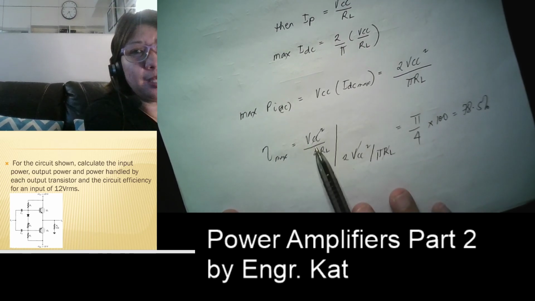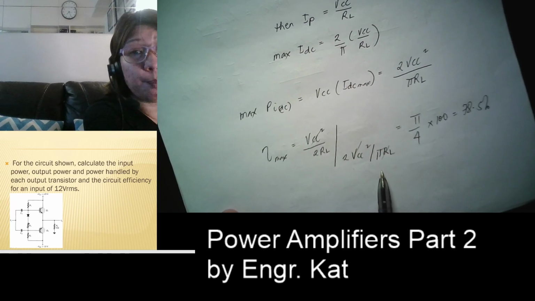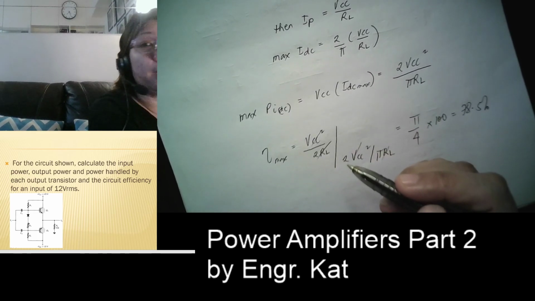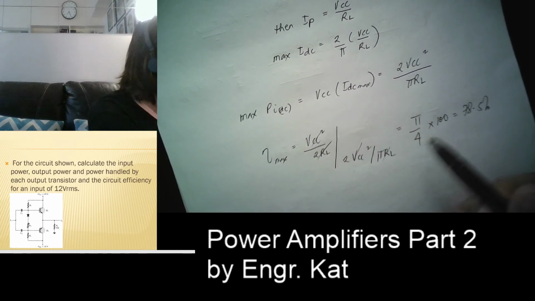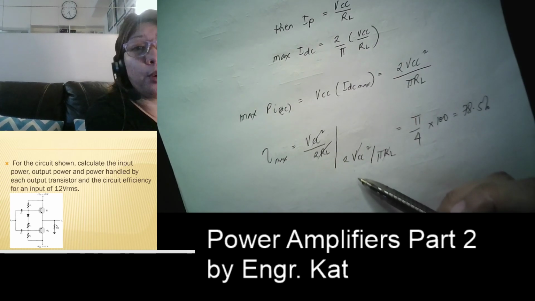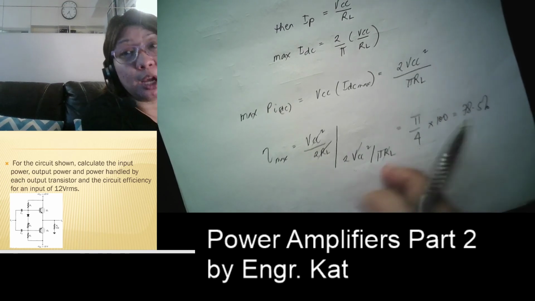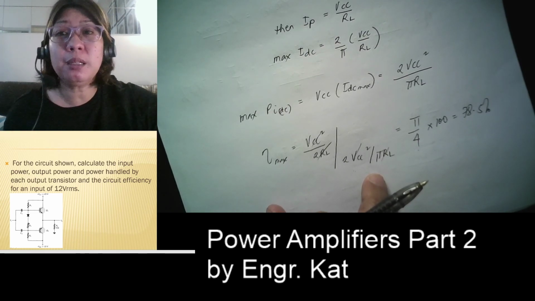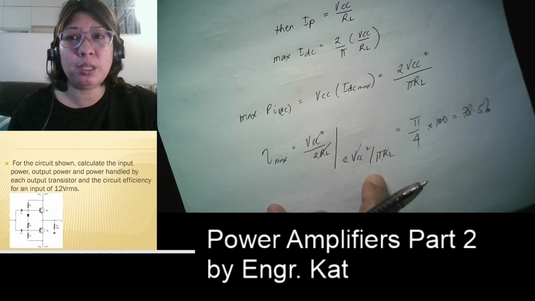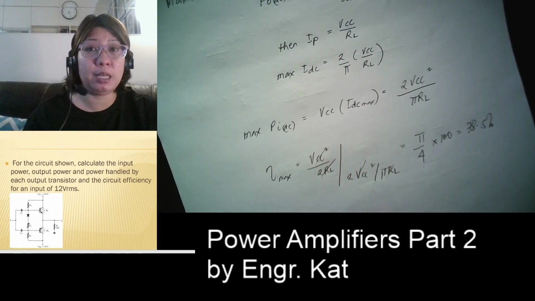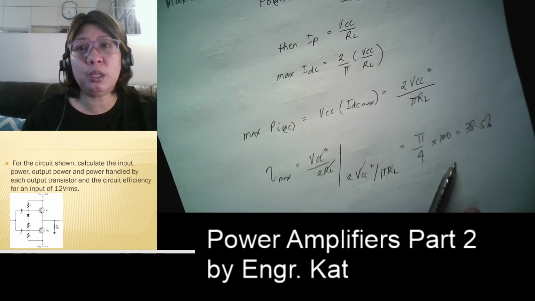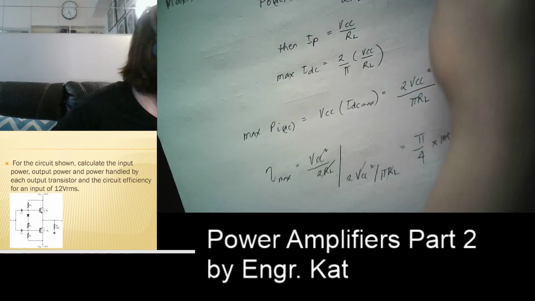Okay? So efficiency is P out all over P in. Canceling your VCC, canceling your RL, considering maximum power transfer so your RL is the same, and canceling your 2 there, 2 times 2 here, that will give you pi over 4. So even for a push-pull or a single class B amplifier, the maximum efficiency is 78.5%. And this is achievable if your power delivered to the load is equivalent to your VCC.